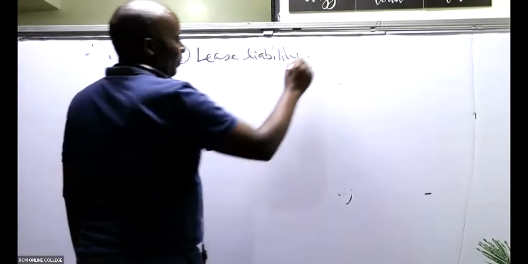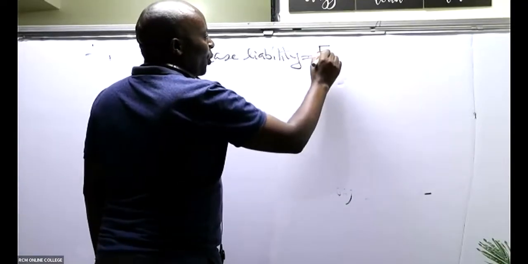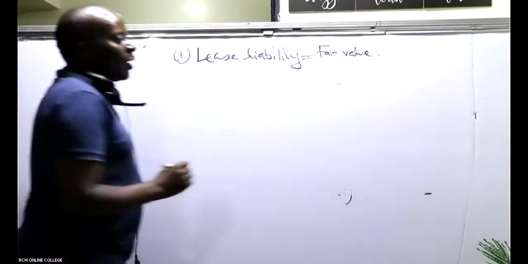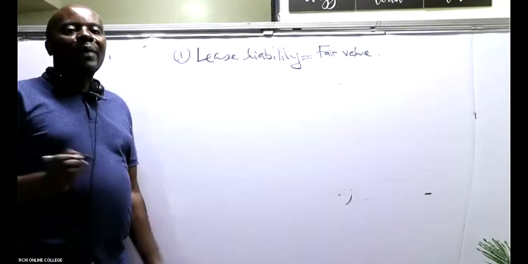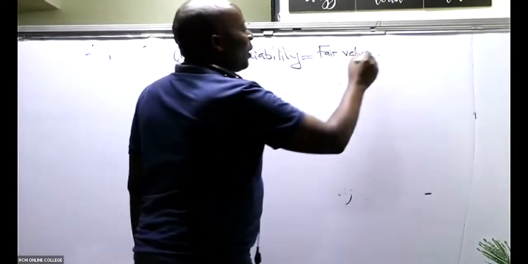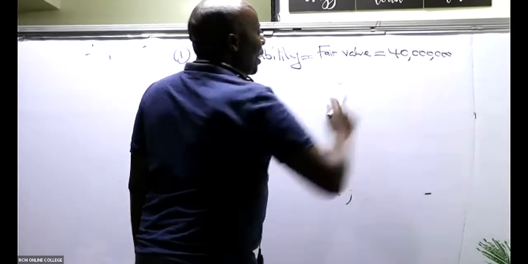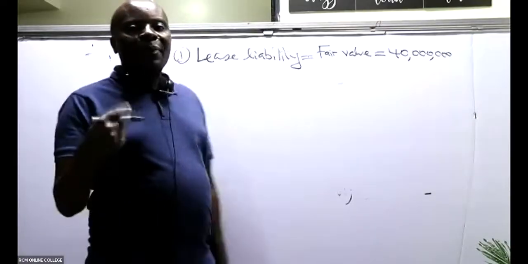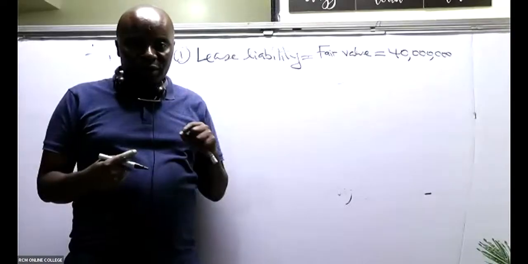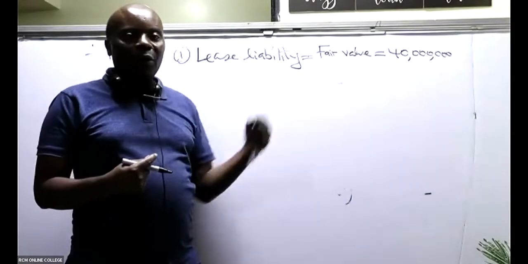How do we get this? First of all, this lease liability is always equal to fair value. Always. It's equal to the fair value of the asset or market value of the asset. Like in this question, they have told us that the fair value is 40 million. So automatically it means that as this tenant is taking up this space, he should be willing to pay the market value. So the total lease liability will be this 40 million.